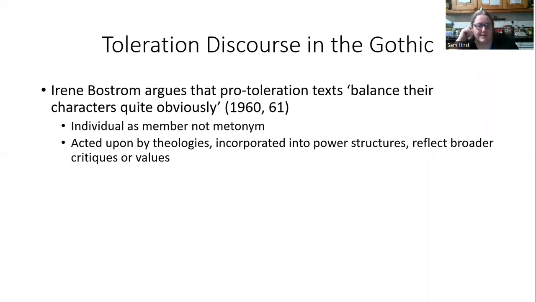Irene Bostrom, right back in 1960, argues that pro-toleration texts in this period balance their characters quite obviously. Any side will have good and bad people in it, and there will be good people on both sides, essentially. What's key to this approach is viewing individuals as members of those churches, but not as metonyms for them or as avatars of them. So we see them as acted upon by theologies, incorporated into power structures, but also reflecting broader critiques or values. They might be part of a political or theological critique of that particular church, but they might also, as we explored, allow us to explore broader theological or political critiques, which escape the boundaries of a critique of Catholicism.